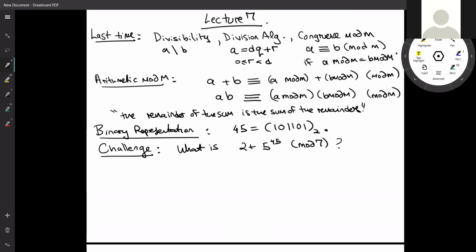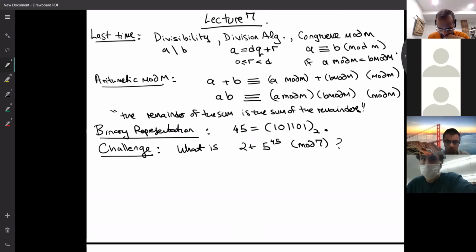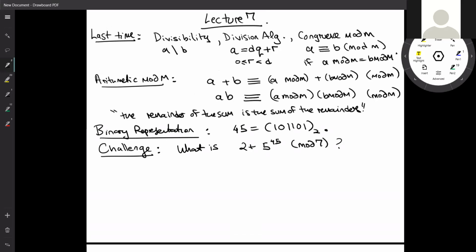So like a plus b mod m just equals a mod m plus b mod m. So that is how we interpret it. It's not equals to, it's congruent. Yeah, congruent, sorry. a mod m plus b mod m, modulo m, yeah. So what this is saying is you can take the remainder before doing the arithmetic, and you get the same answer as if you took the remainder after doing the arithmetic.